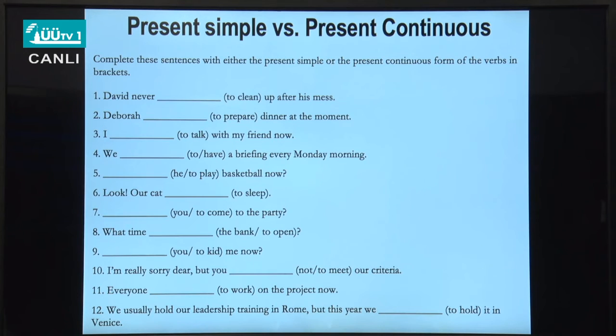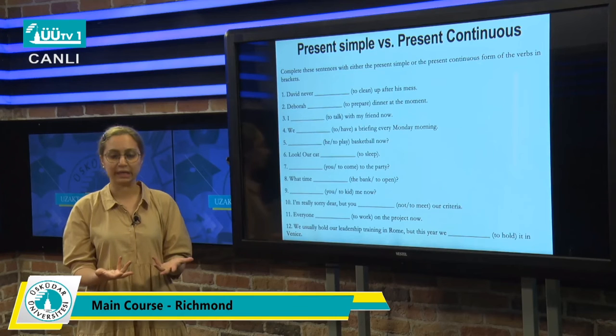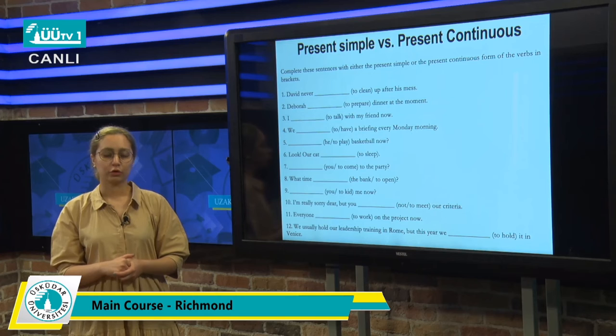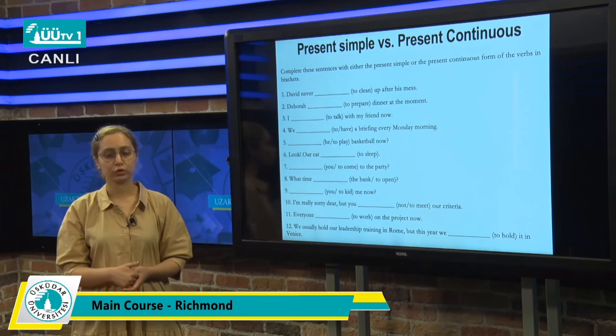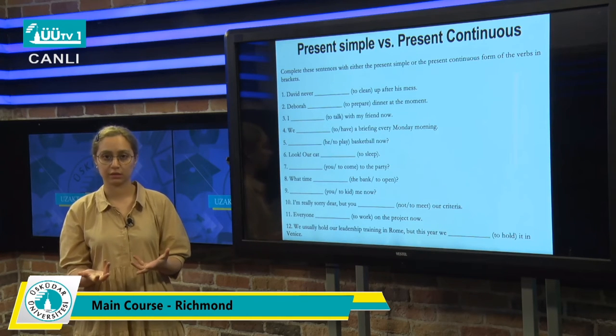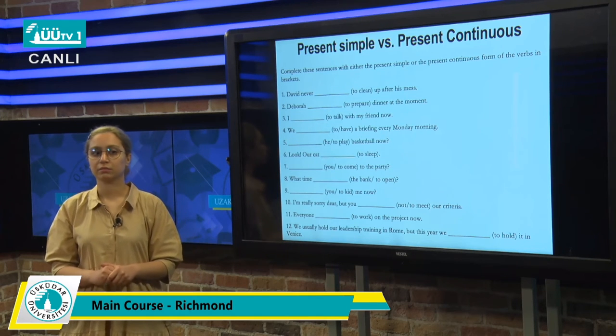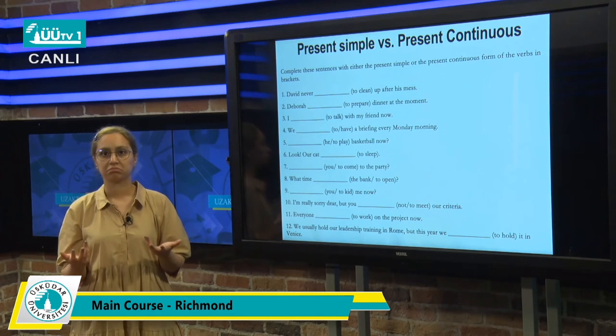The next one, blank to the party. So we should use are you coming to the party, because sometimes we use present continuous tense to suggest future meaning. For the near future, you can also use present continuous tense. For example, tomorrow I am doing something.